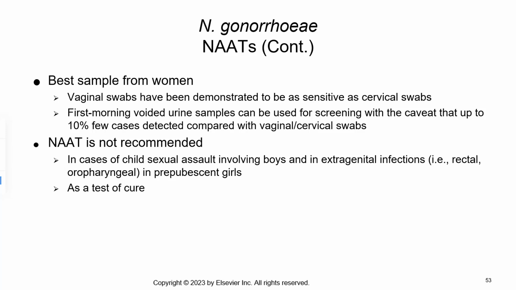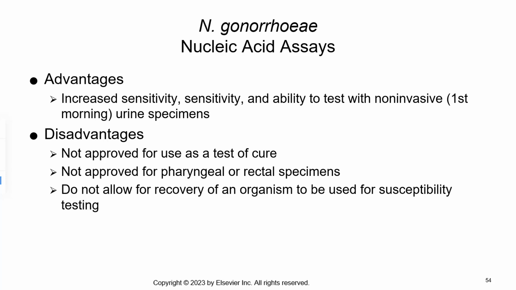The genetic material of these organisms will be left behind, so we can't just do a NAT test to see if the antibiotic treatment worked or not, because the genetic material will stay in the area for quite some time, even if the organism is dead and gone and successfully treated. So the advantages of the nucleic acid assays are increased sensitivity, I believe that should say specificity, and the ability to test with non-invasive first morning urine specimens. Disadvantages: not approved for use as a test of cure, not approved for pharyngeal or rectal specimens, and they do not allow for the recovery of an organism to be used for susceptibility testing.